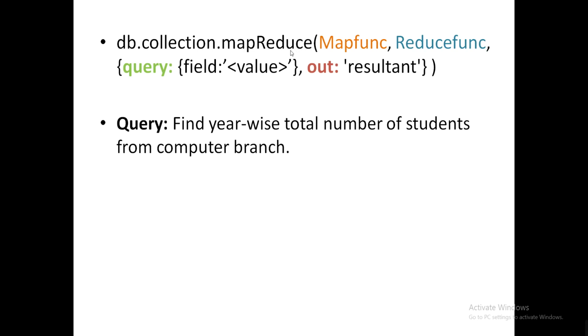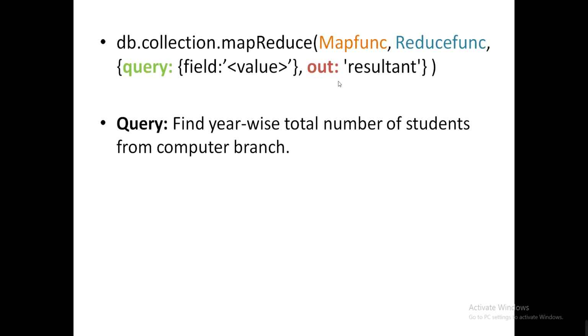For the MapReduce function, we have three parameters in general. Number one is the mapping function. Second one is the reduce function, and third is the document which accepts two fields. Number one is the query field, number two is the out field. Now what are these two?